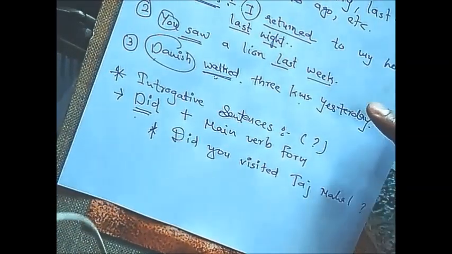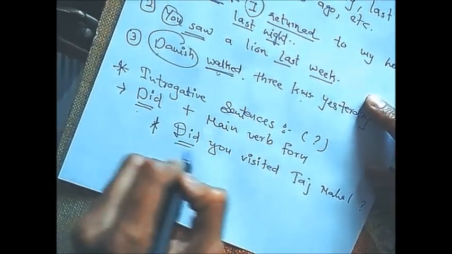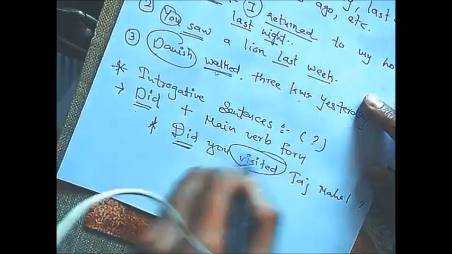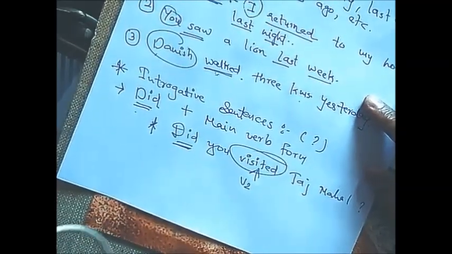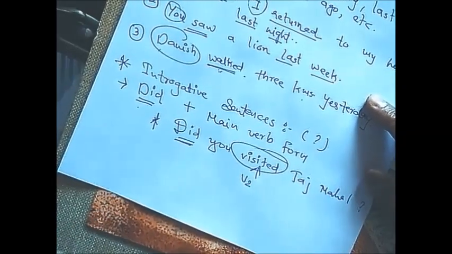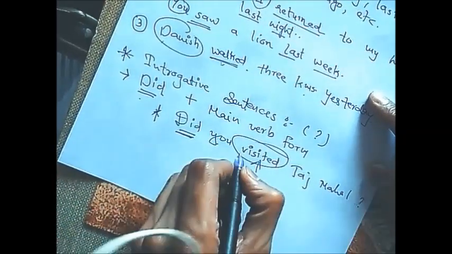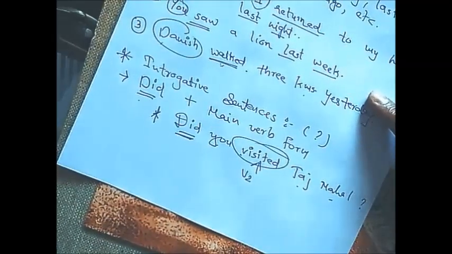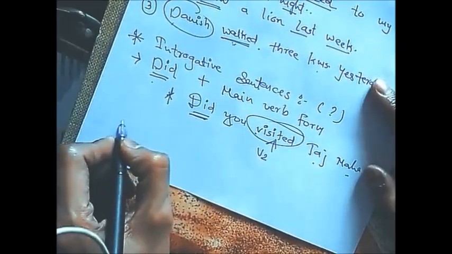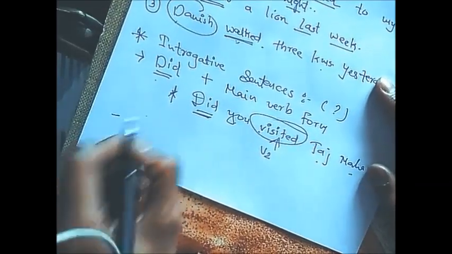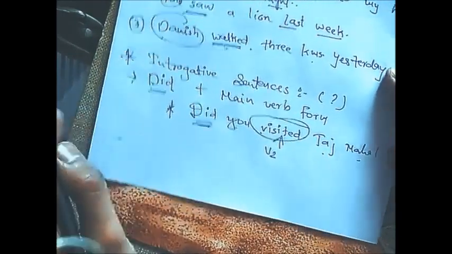If I say this is wrong, then yes, you have to accept this. Why? Because if you have used did here, you cannot use the second verb form, it means the past verb form. Instead, what you have to use is, did you visit Taj Mahal? That is your correct answer. So while you use did, always write the main verb form with did. Only then will your sentence be considered correct.